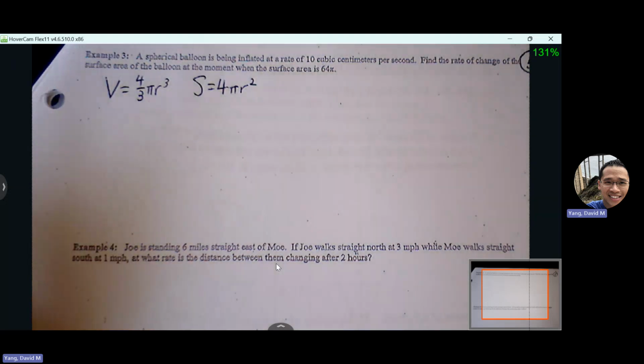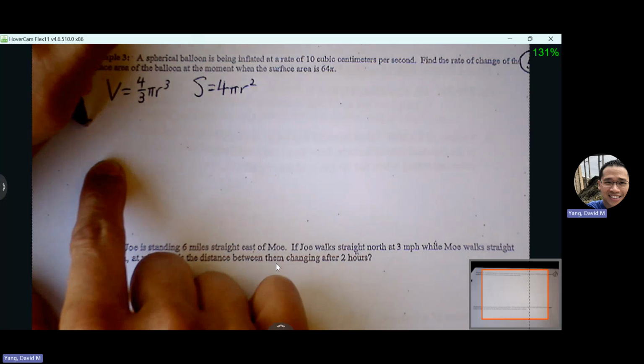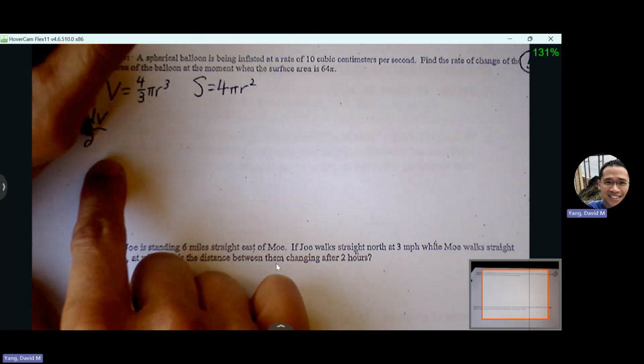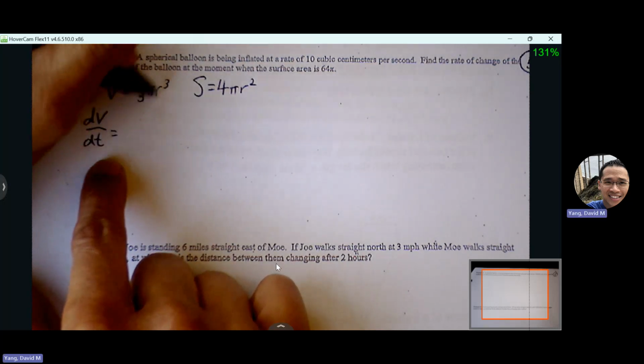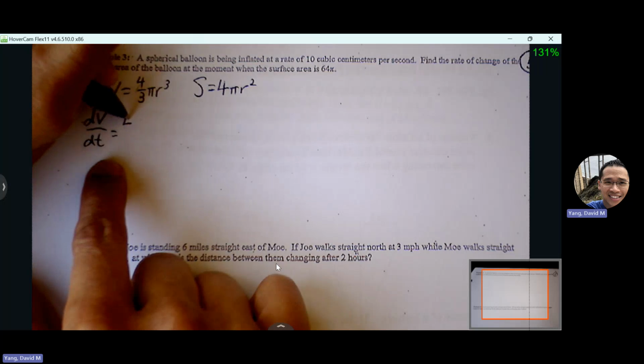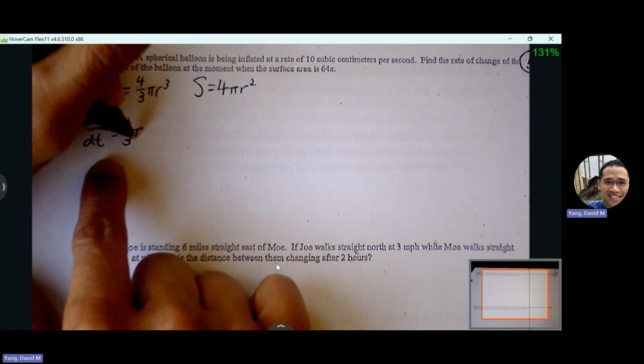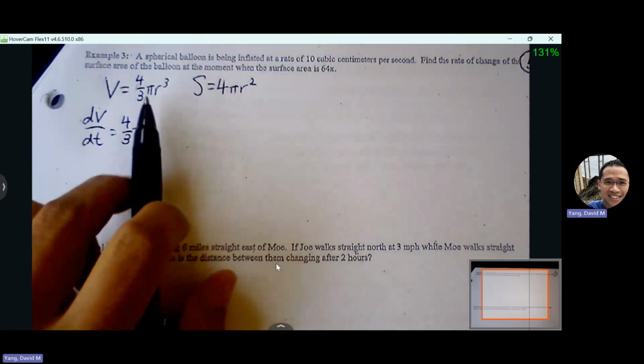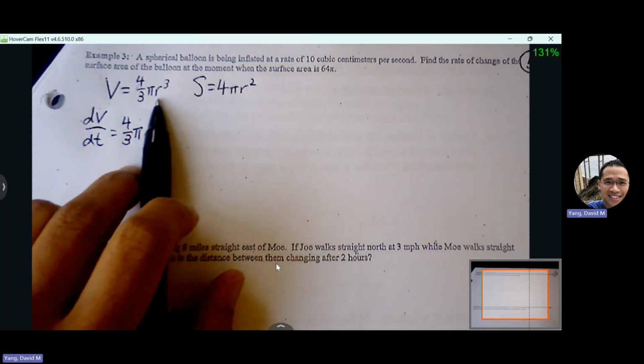Let's do V. V becomes dV over dt. 4/3 pi will stay. It's just a number attached to the variable. The derivative that we're looking for is that r cubed. What's r cubed's derivative?